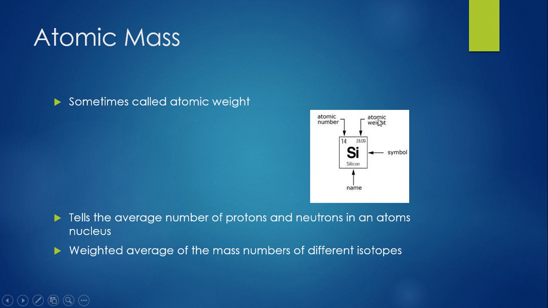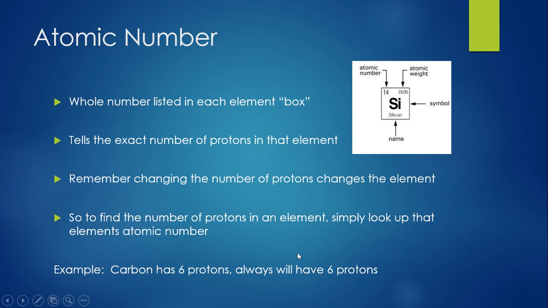It's usually the decimal number in the element box. It tells us the average number of protons and neutrons in an atom's nucleus. It's a weighted average of the mass numbers of the different isotopes.